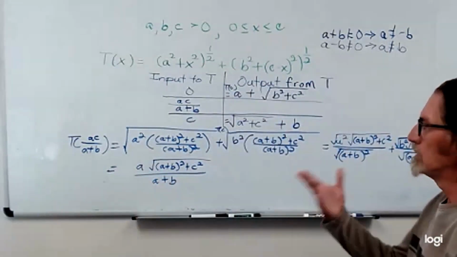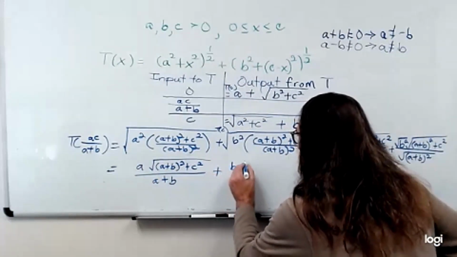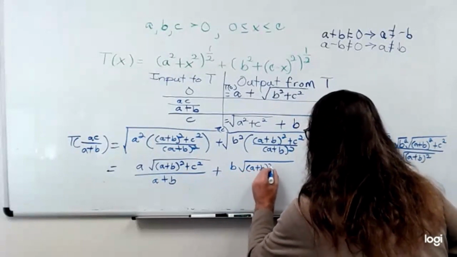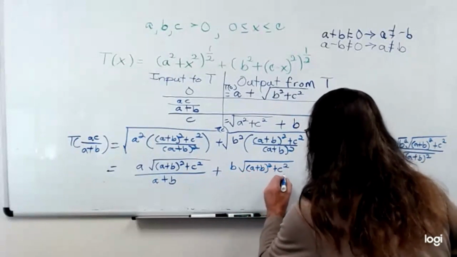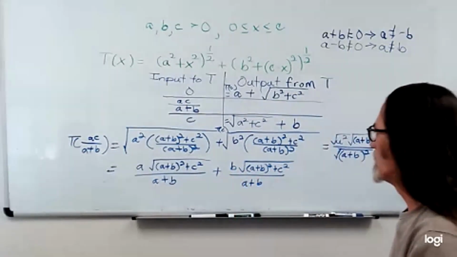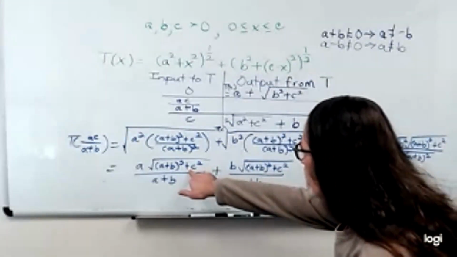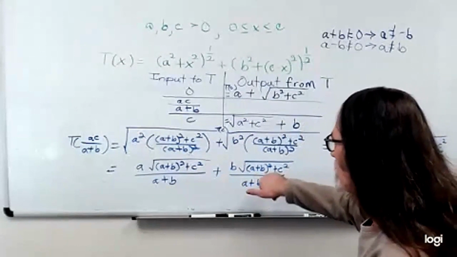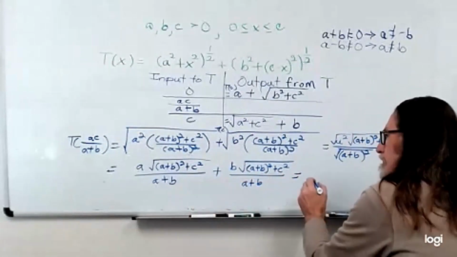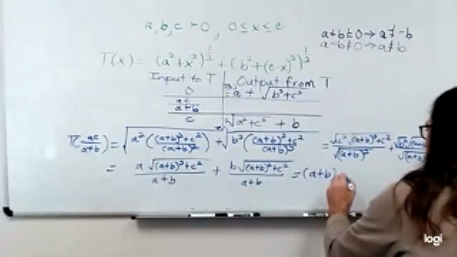There's this from the first square root. There's this from the second one. And I'm going to factor out the square root in the numerator, as here and here are the same, and we've got the same denominator. I'm going to factor those out, and we'd be left with a plus b from here times this.